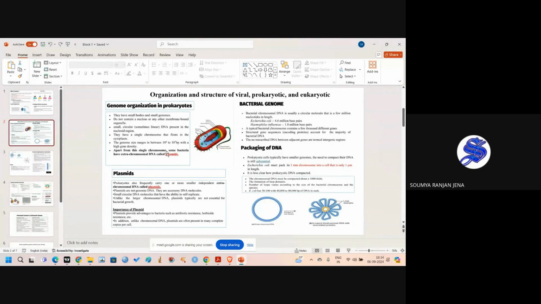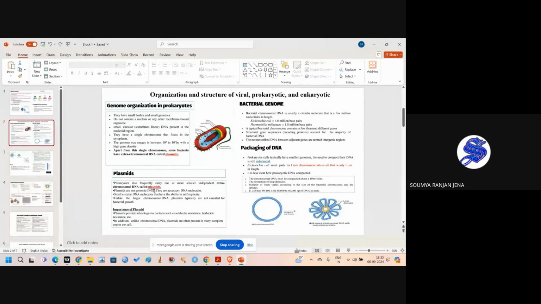Apart from this single chromosome, some bacteria have extra chromosomal DNA called plasmid. If you look at the little green-like structure here, this is called a single chromosome, and the extra chromosomal DNA is called plasmid DNA. If we go to the structure of plasmid, then prokaryotes frequently carry one or more smaller independent extra chromosomal DNA called plasmid. The plasmid looks like this, in circular form.